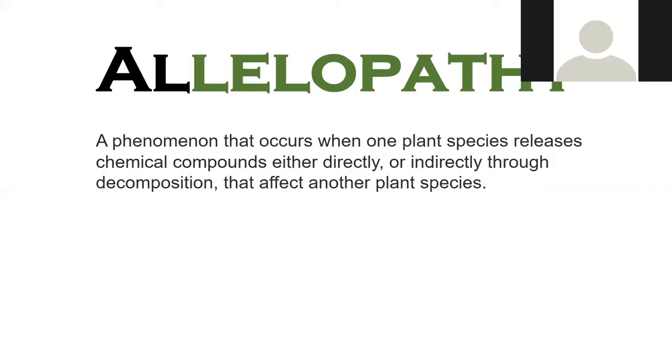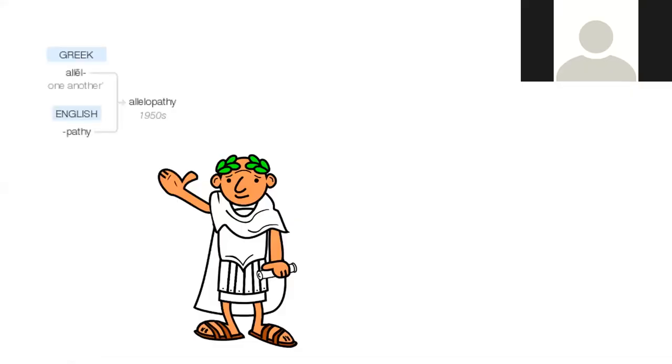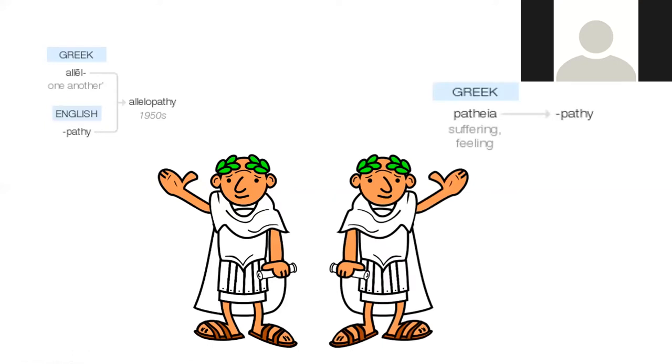Let's get things started with a review of the big word, allelopathy, a phenomenon that occurs when one plant species releases chemical compounds that either directly or indirectly affect other plant species. I always feel like I remember a word better if I find out where it comes from. Allelon, one another, and pathos, something that causes suffering, from one to another.